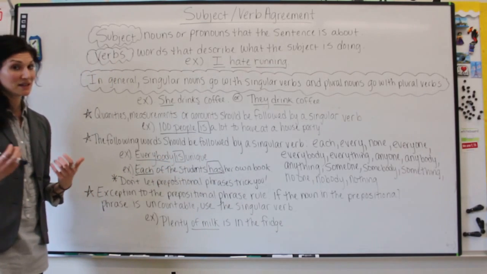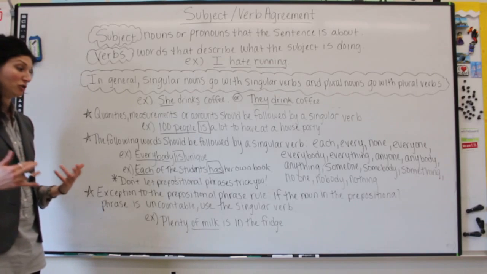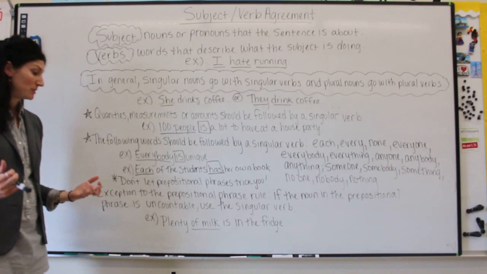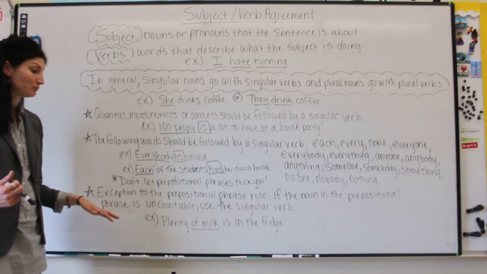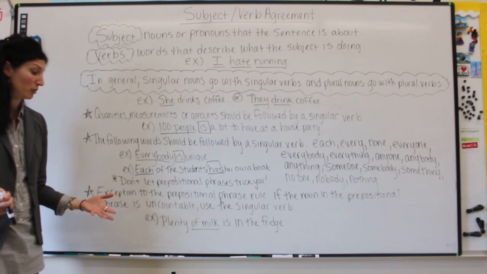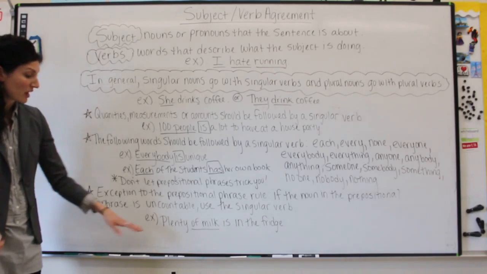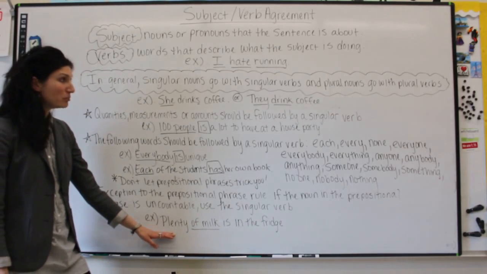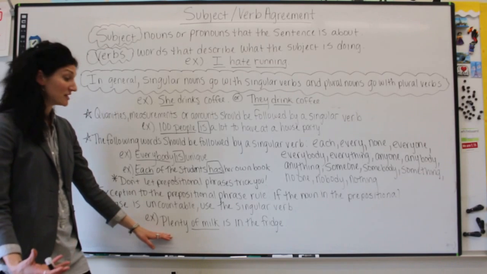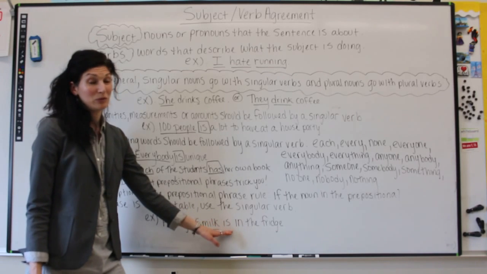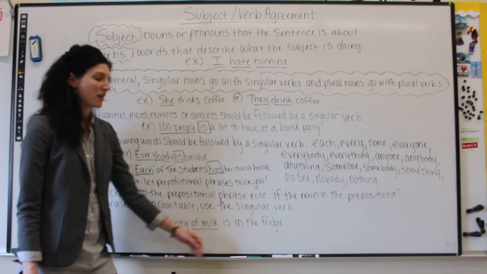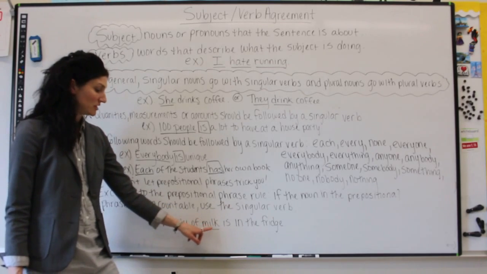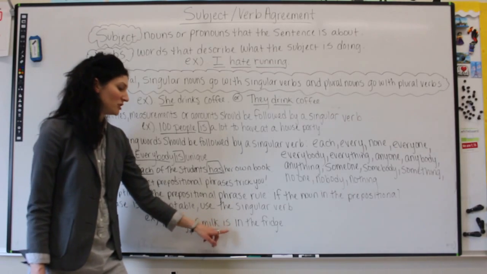Now, there is an exception to this prepositional phrase rule, okay? If the noun in the prepositional phrase is an uncountable noun, we need to use the singular verb. For example, "plenty of milk is in the fridge." Normally, plenty would be a plural subject, and therefore we would use a plural verb. However, because milk is an uncountable noun in this prepositional phrase, we have to use a singular verb.